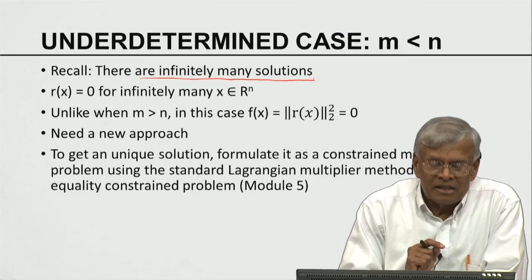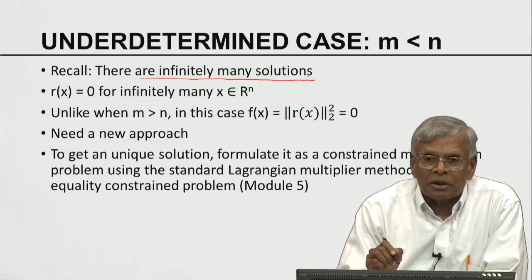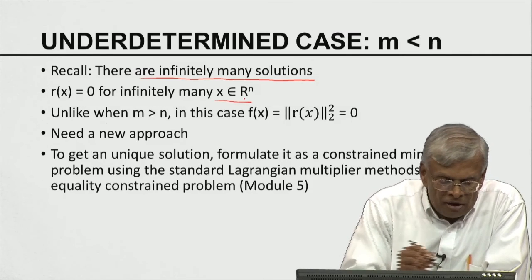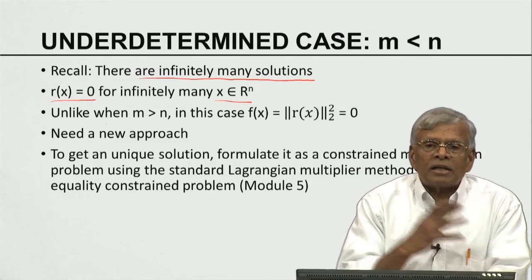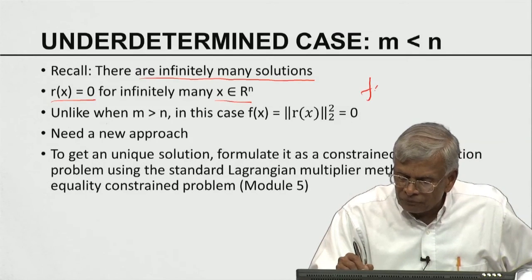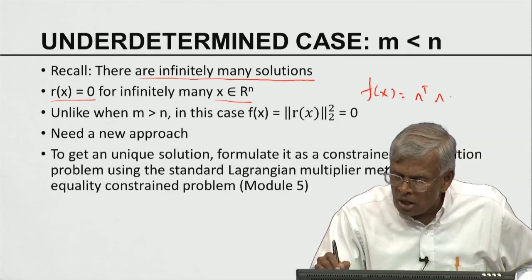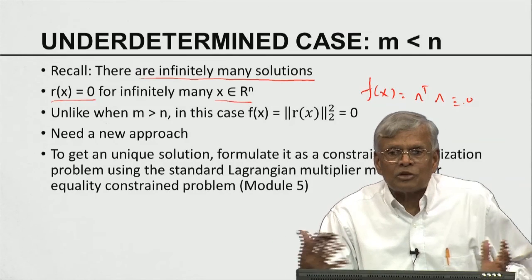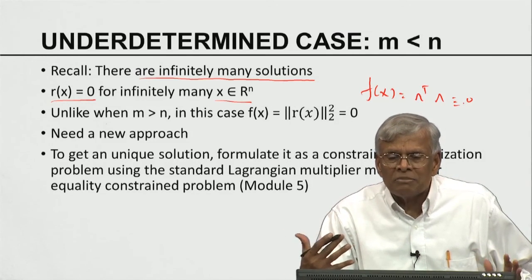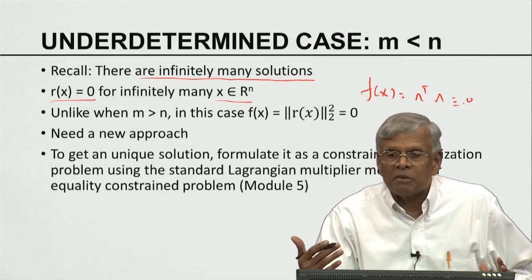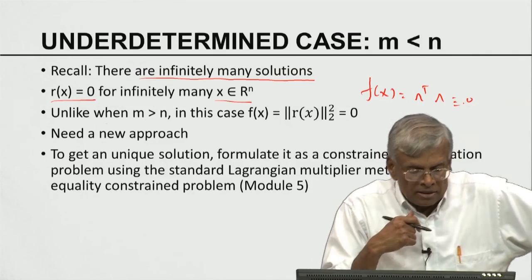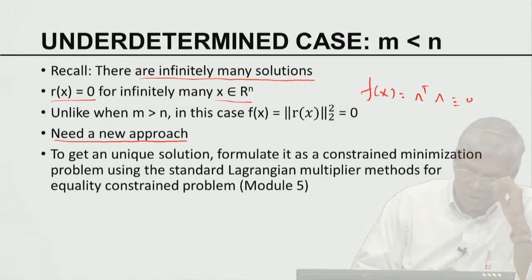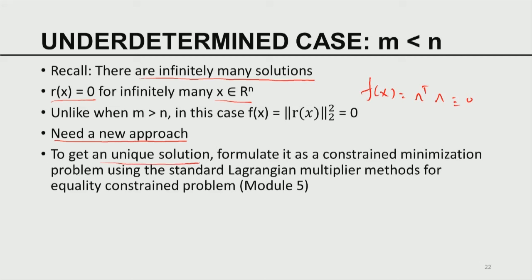So in this case, look at this now, there are infinitely many solutions. Solution means what? The residual is 0. So there are infinitely many x for which R(x) is 0. If R(x) is 0, then f of x, which is equal to R transpose R, is identically 0. If R transpose R is identically 0, there is no x to find, there is no minimization. So there is no possibility of doing anything similar to what we did in the overdetermined case for the underdetermined counterpart. Therefore, we need a new approach. We need a new approach to get a unique solution.